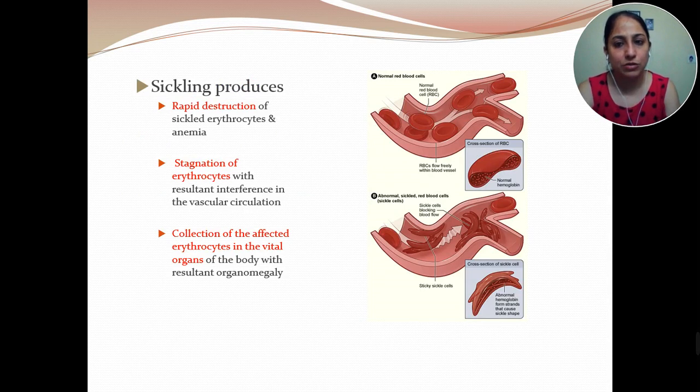Sickling procedure, how does it occur? There is rapid destruction of sickled erythrocytes and hence anemia. Stagnation of erythrocytes with resultant interference in the vascular circulation. There is collection of the affected erythrocytes in the vital organs of the body with resultant organomegaly. So wherever there is destruction or accumulation of these sickled cells, it will lead to improper circulation of the blood supply in a particular area and hence cause various complications.